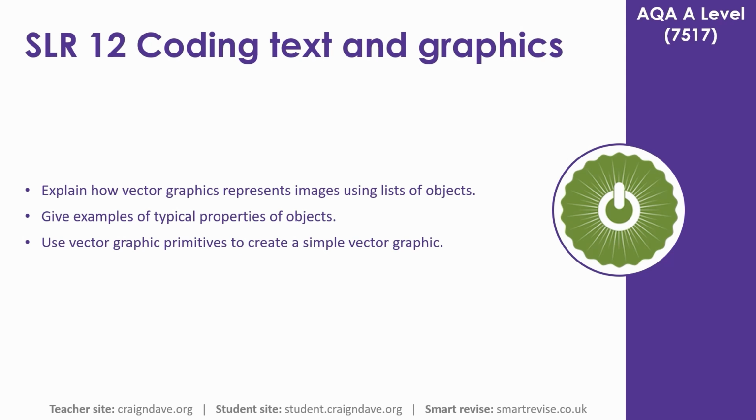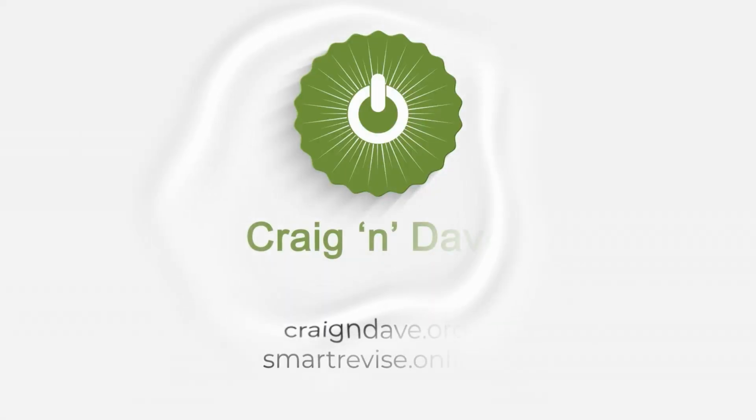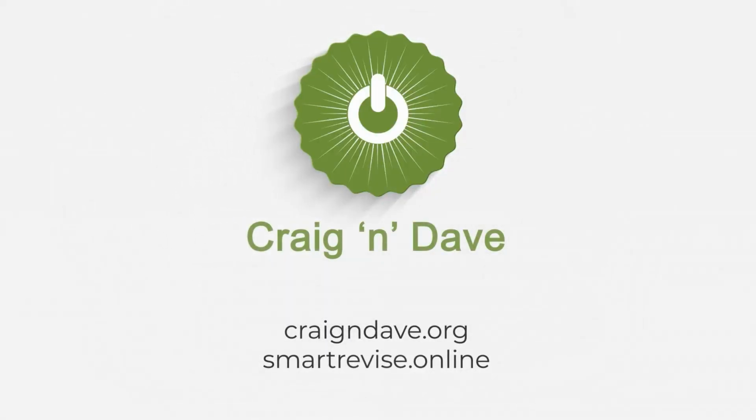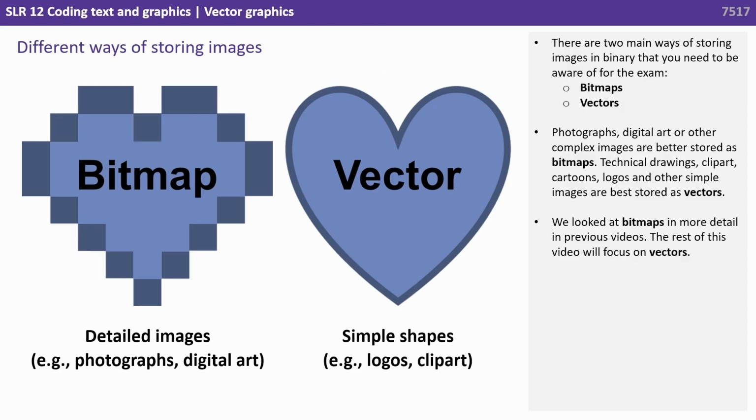In this video, we explain how vector graphics represent images using lists of objects. There are two main ways of storing images that you need to be aware of for the exam. That's bitmaps and vectors. Photographs, digital art, or other complex images are better stored as bitmaps. Whereas technical drawings, clip art, cartoons, logos, and other simple images are best stored as vectors.